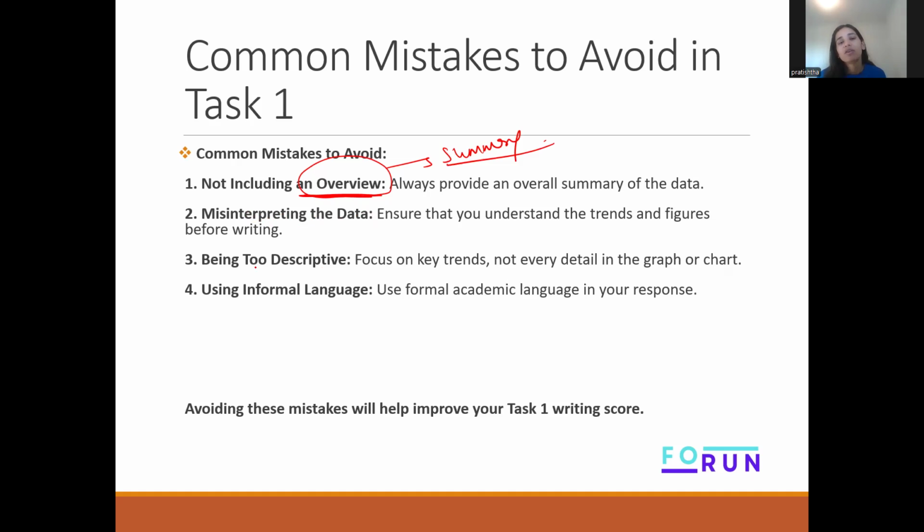Being too descriptive. Do not focus on a lot of descriptions. Just explain that one point in one easy, simple line, and that's all. Don't go into details, right? Don't have to talk about details in any case. Using informal language, again, with letters. Until and unless it is to your friend, you will not use informal language. You cannot use slang. With describing and summarizing a chart, again, you cannot use slang.